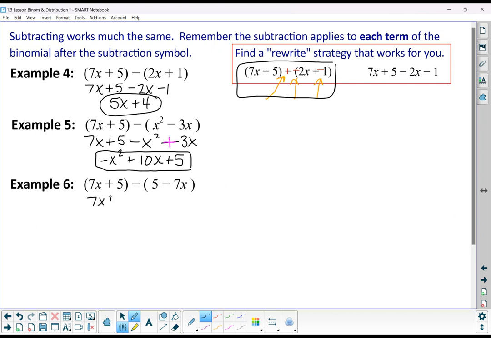So I'm starting out with a 7x plus 5, and I want to subtract a 5 minus 7x. So that's a minus 5 and a minus negative 7x. So that's a plus 7x. So when I add them together, the 7x and this other 7x can combine to give me 14x. But 5 minus 5 is 0, so 14x is my answer, and in that case, I got a monomial answer. All right, so addition and subtraction, we're really just looking for like terms to combine.